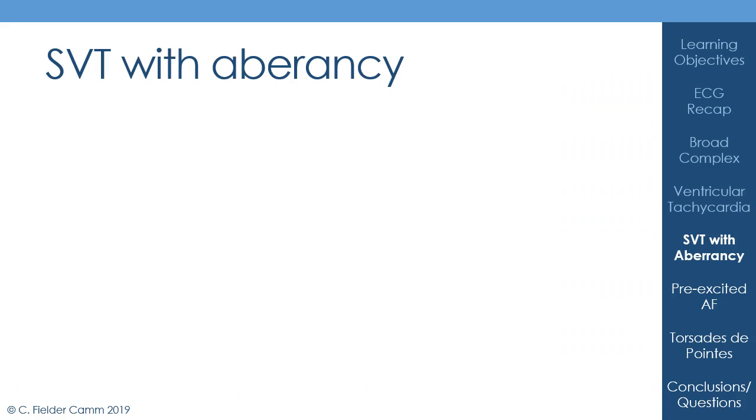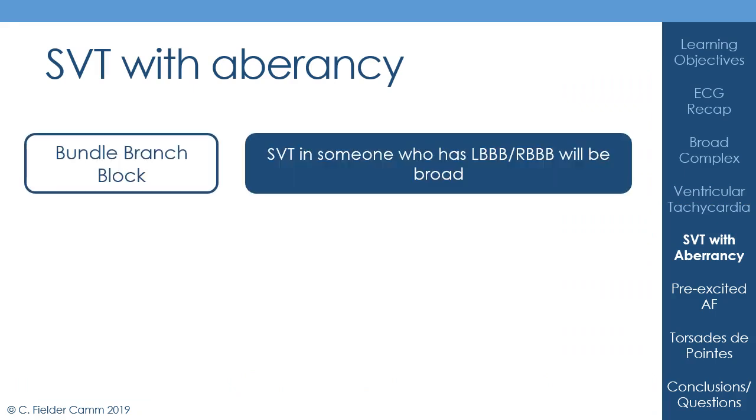So what about SVT with aberrancy? Well, this can mean a few things, but mainly it means that you've got this supraventricular tachycardia, so really AVRT, AVNRT that we discussed in the last lecture, in somebody who already has left or right bundle branch block. And in that situation, the rhythm will be a broad complex tachycardia, even though it's from a supraventricular origin.